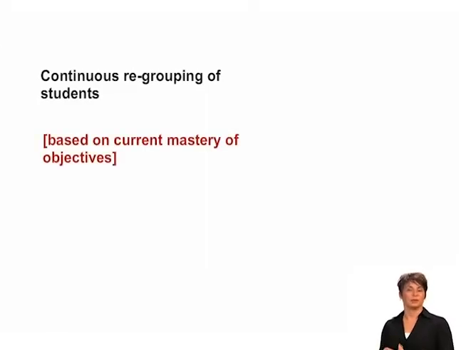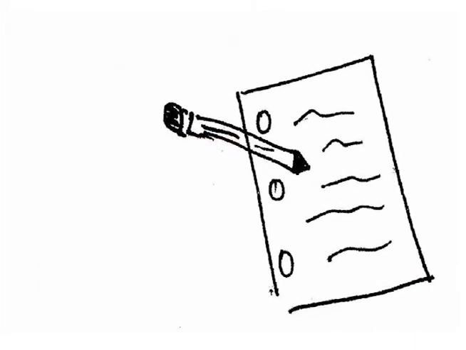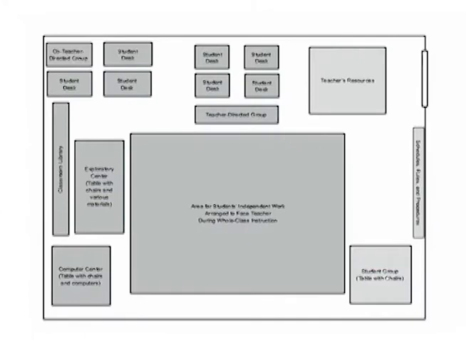In grouping, whether it's homogeneous teacher-directed group work or heterogeneous student-led group work, the teacher continuously regroups students based on their current mastery of objectives. That's a lot to consider, isn't it? Take a minute to take some notes in your workbook about grouping and how it can help you manage work time activities. Remember our layout of a well-managed classroom in Part 1?